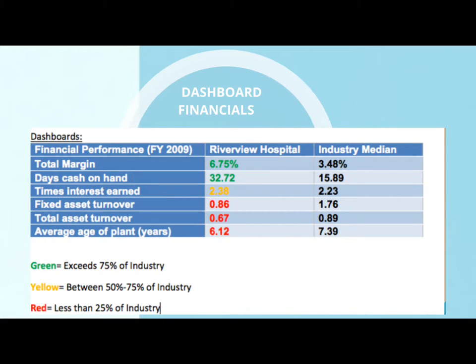Next, let's take a look at the dashboard financials. You can see that the total margin is higher than the industry median. Days cash on hand is 32.72, which is double the industry median, which is good. Now, the times interest earned is right around the industry median. Now, the fixed asset turnover is a little lower than the industry median. And total asset turnover is somewhat under the industry median as well. And the average age of plant in years is still somewhat below the industry median.